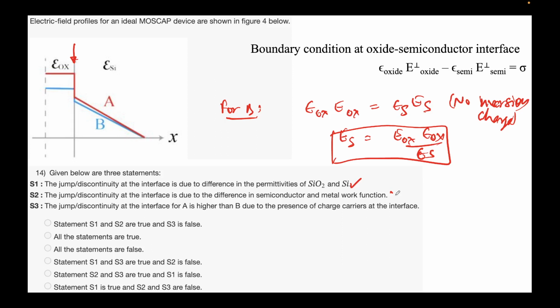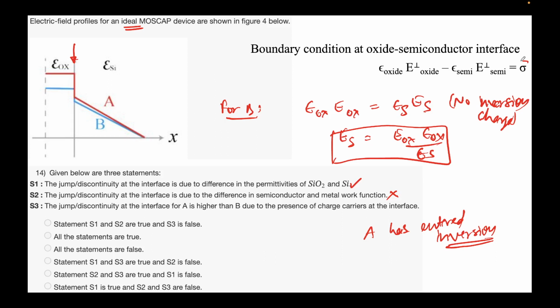Statement 3 asks, the jump is higher in B due to presence of charge carriers at the interface. Is higher in A, sorry. We already established that A has entered inversion, right? So A will also have this, while for B it was 0. For A this will also be present, right? So the difference will be even higher. That's what it's saying. Okay, so this is also true. S1 is true, S3 is true, and S2 is false. So this is the correct option, this one.